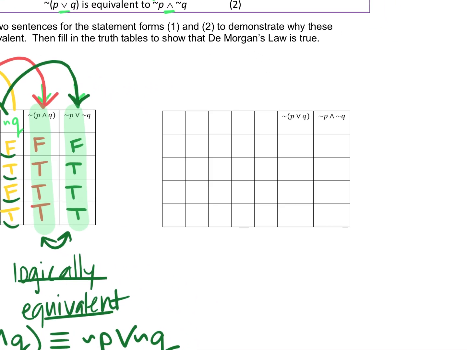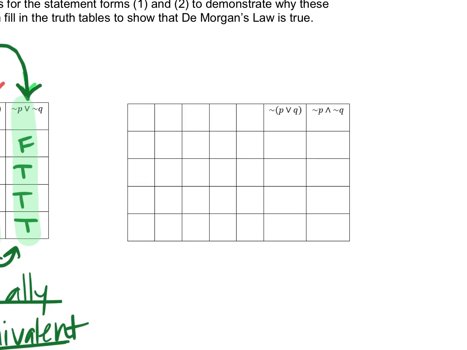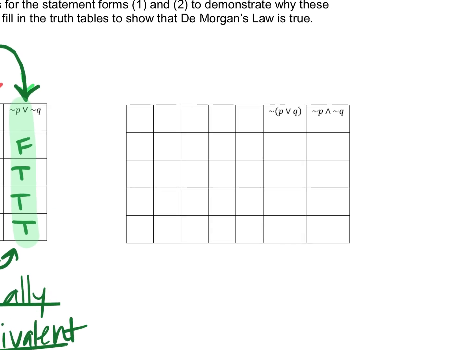And so we're going to do the same thing in this chart. If you followed along with the last one, try and do this one all by yourself. So it starts again very similarly. We need to know P and Q. We're going to need to know P or Q in order to negate it. And for the last one, in order to do that conjunction, we need to know the not P and not Q. So truth table here, we'll go true, true, false, false, and alternate for the Q.